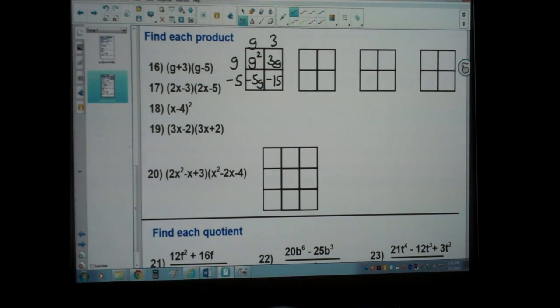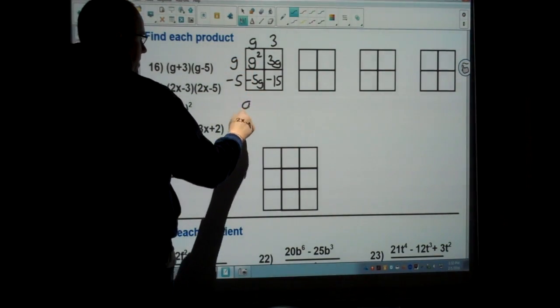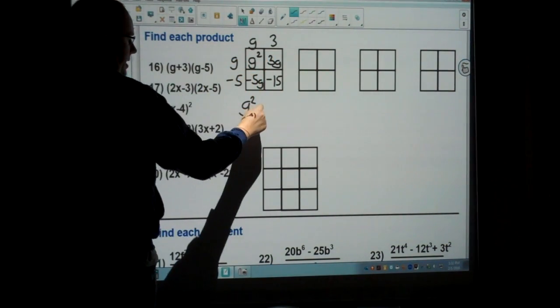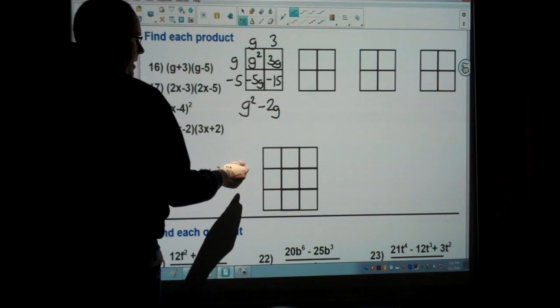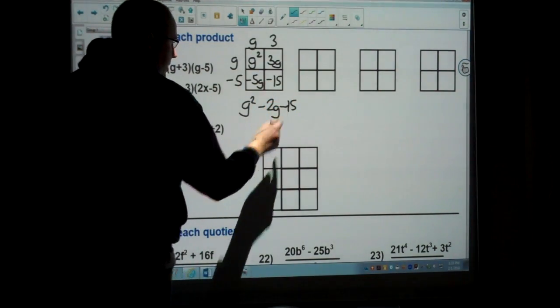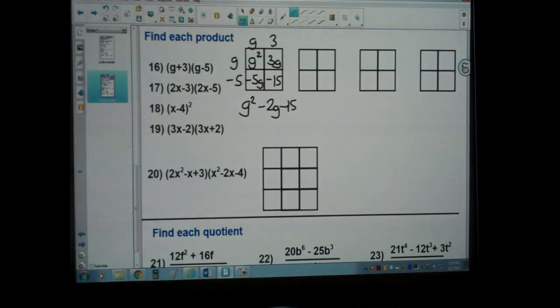One of the really nice things about the box multiplication is, when we look along this diagonal here, this is always going to be the terms that simplify, so we don't have to look for them too carefully. So our answer: g squared, 3g take away 5g is negative 2g, and then negative 15. So it makes our collected terms much nicer to do.